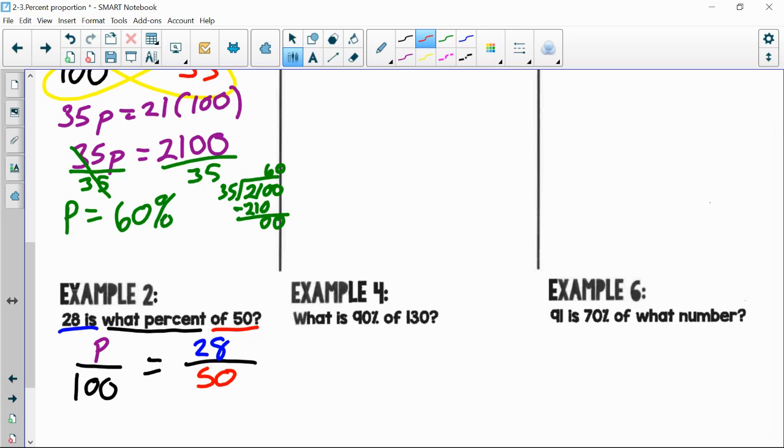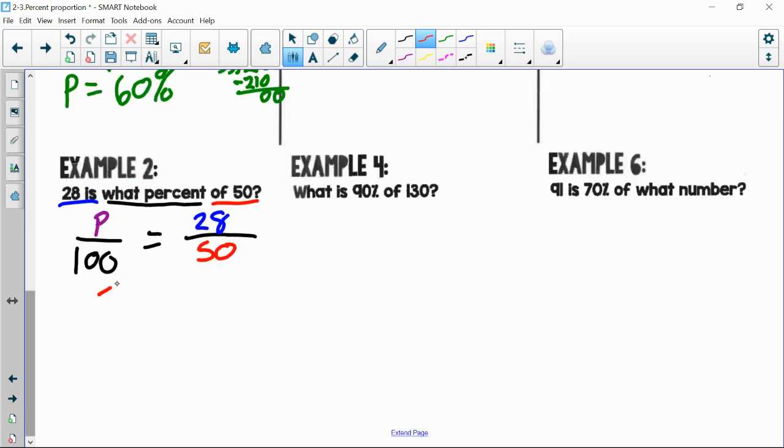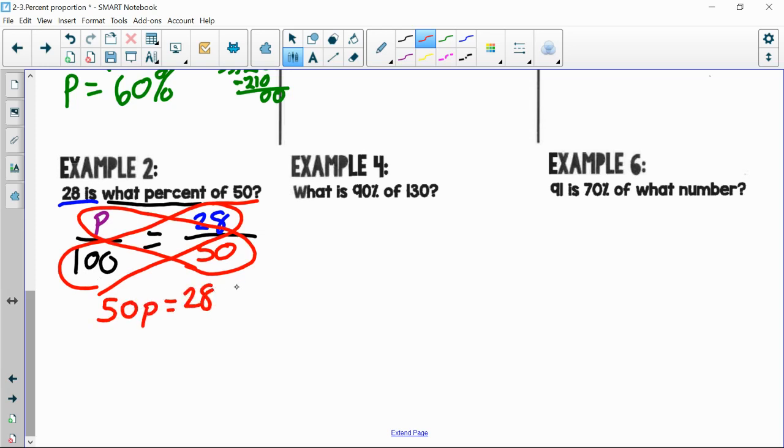You cannot just assume it's going to be the larger number on the bottom, because sometimes you're going to have more than 100% that you are looking for as your answer. So that's why you have to go with the key words. And then take our cross products. I'm going to take 28 times 100 and 50 times P. So 50P equals 28 times 100, which makes 2800. 50P equals 2800. Then divide by your 50.